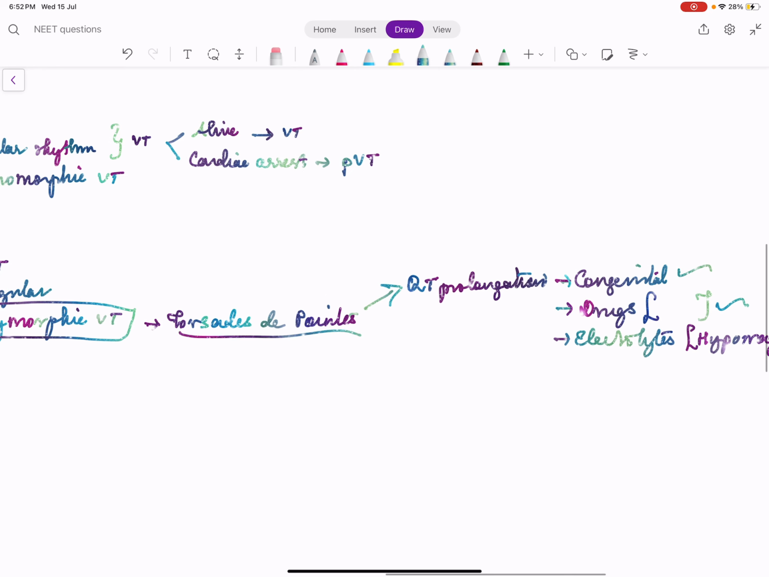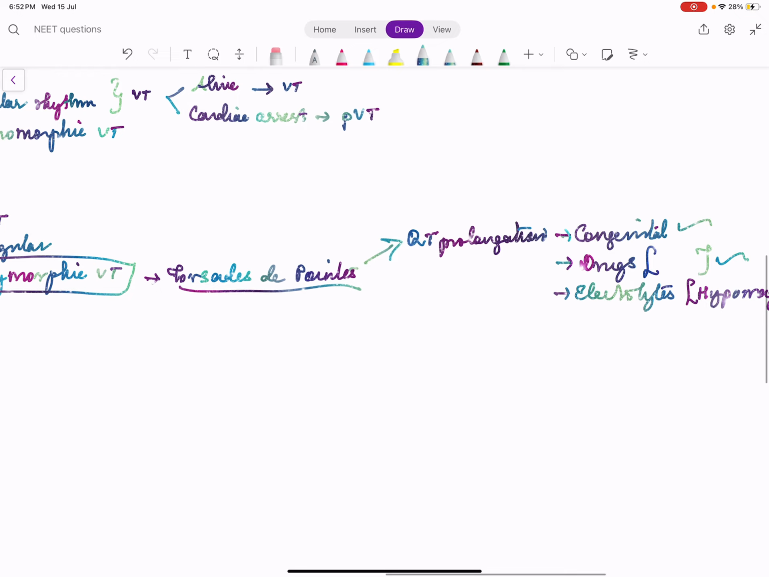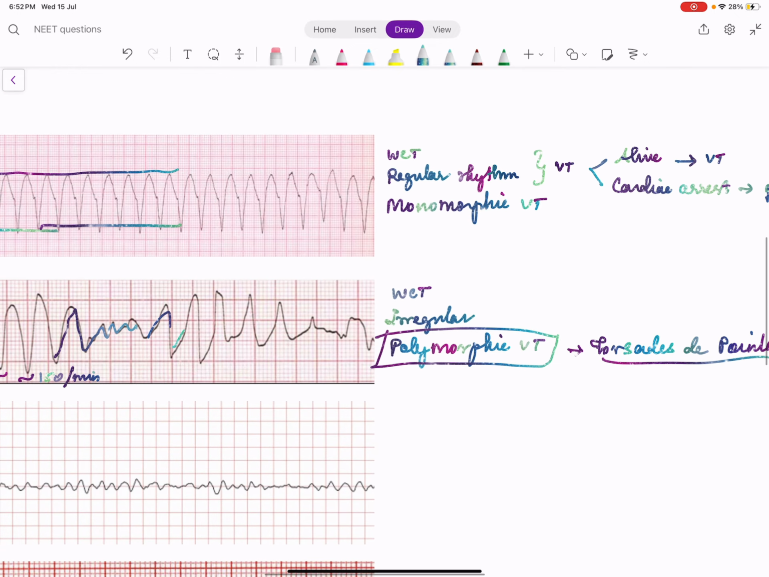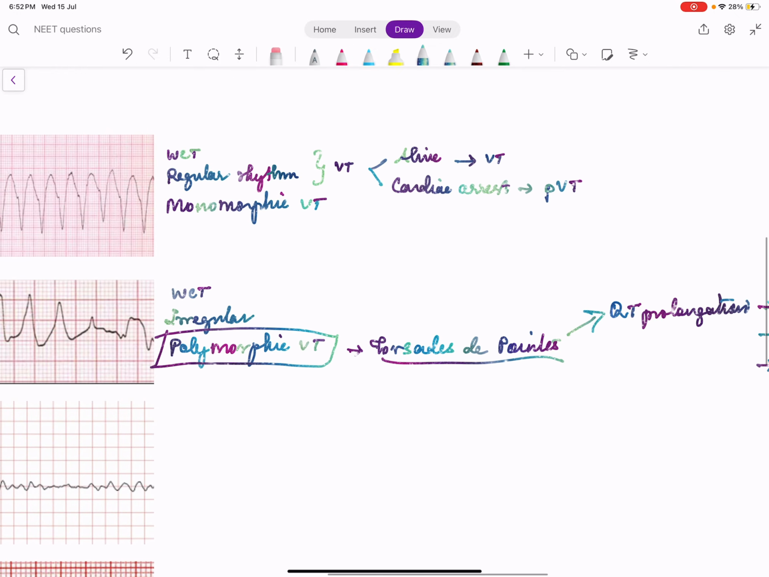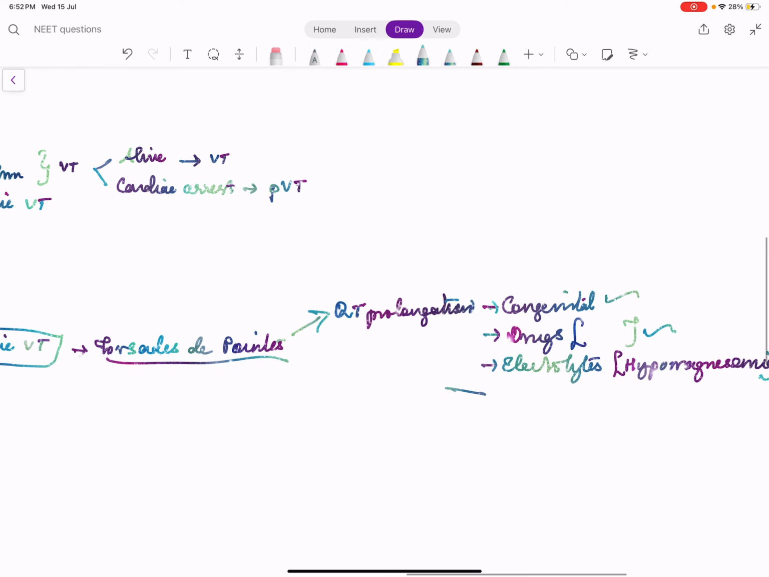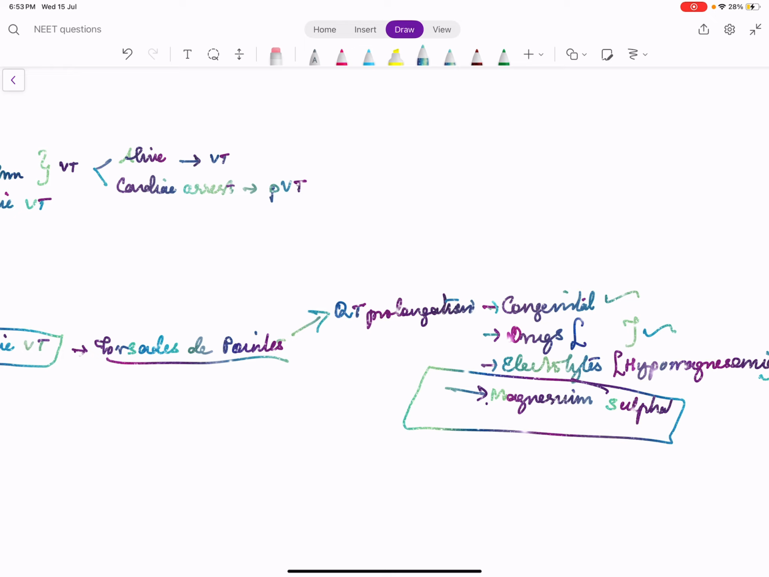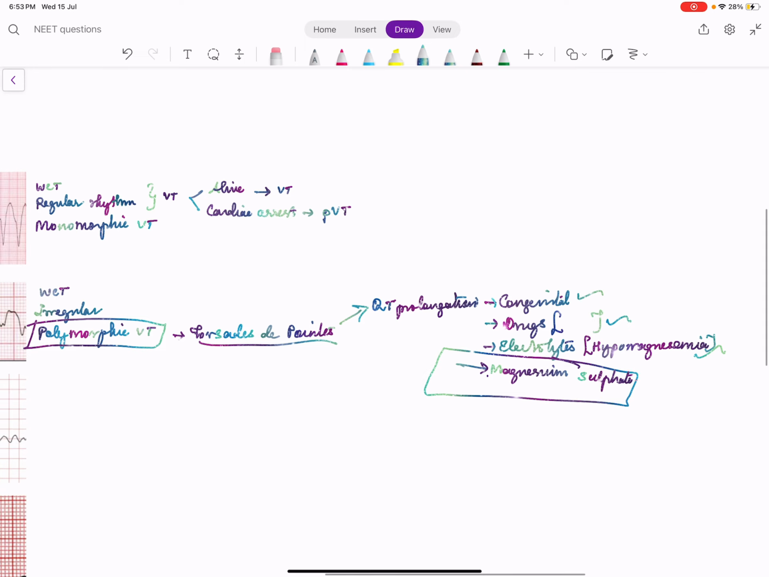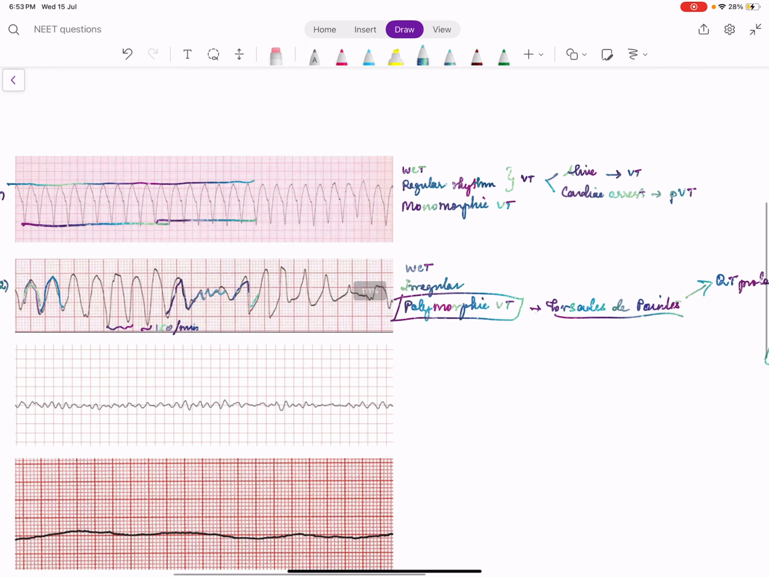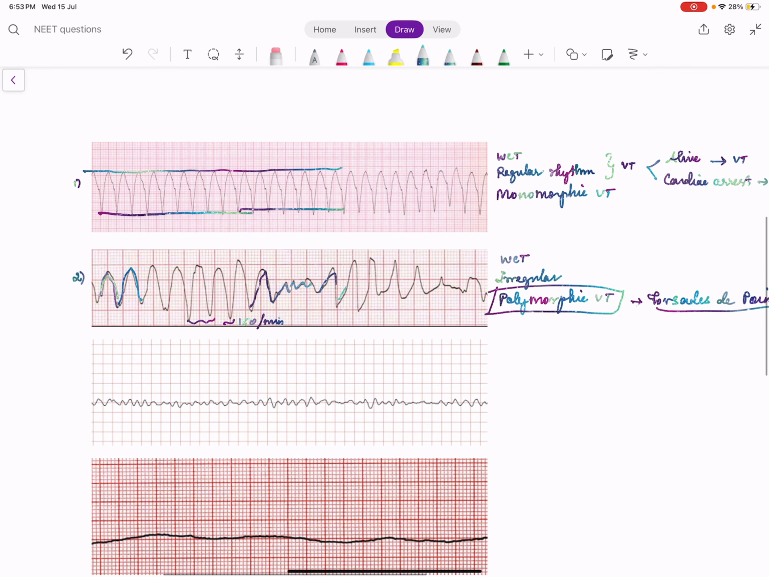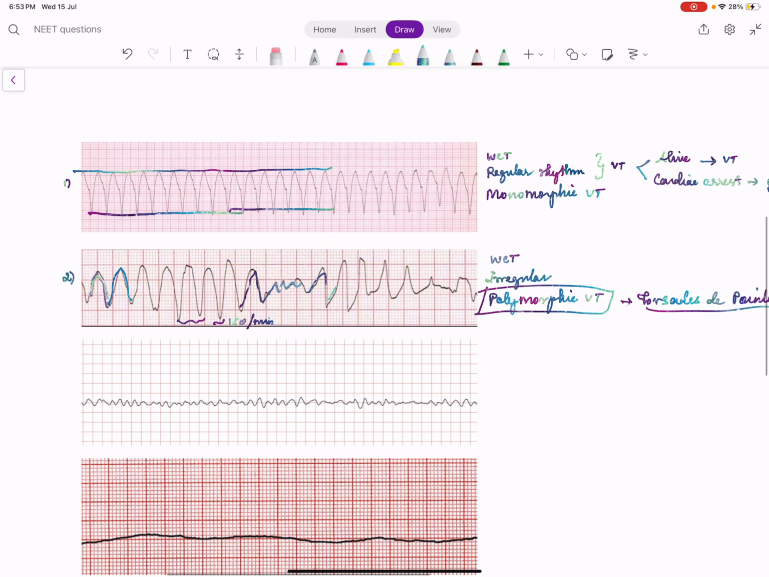Until torsades de pointes develops, the patient will be stable. But once they develop torsades de pointes, it is a wide complex unstable tachycardia. So here magnesium has to be given. Please remember. Okay, so monomorphic VT and polymorphic VT. Polymorphic VT may or may not be a cardiac arrest rhythm.